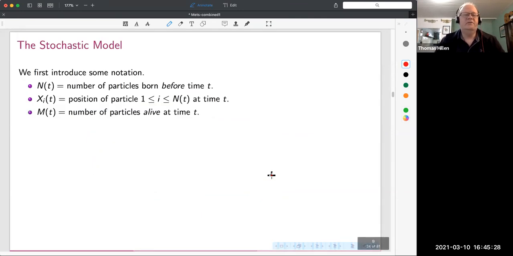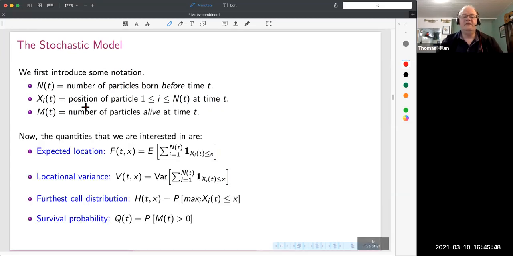Let's introduce a few stochastic notations here. So n is the number of particles born before time t, xi is the position of the particle, and m is the number of particles alive at time t. And of course, this is the most important quantity, m. We would like to get m to 0, right?